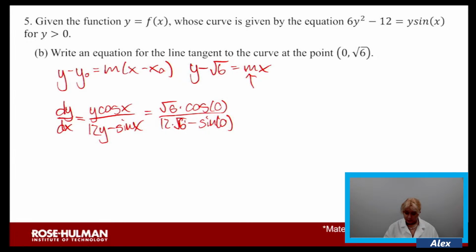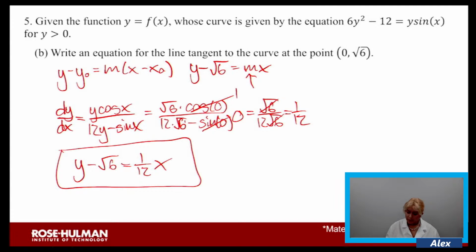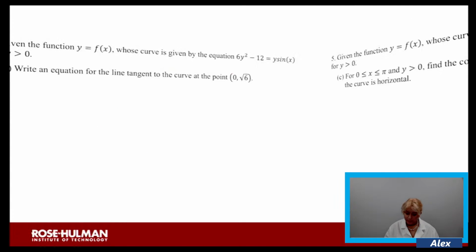Cosine of 0 is 1, sine of 0 is 0, so that just gives us root 6 over 12 root 6. So those cancel out, and this leaves us with 1 over 12. We can plug that into our m that we had up there, and we have y minus root 6 equals 1/12 x. And that's your equation in point slope form.